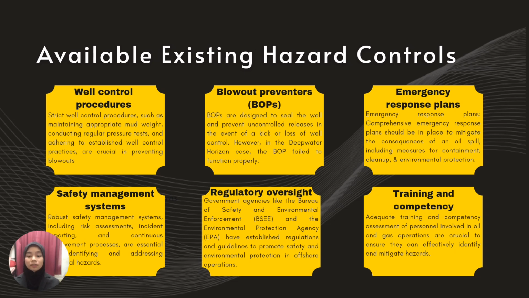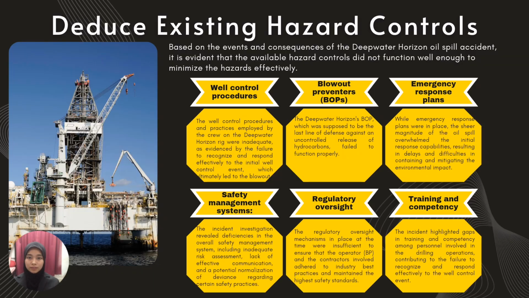Last but not least, training and competency. Adequate training and competency assessment of personnel involved in oil and gas operations are crucial to ensure they can effectively identify and mitigate hazards. Deduce existing hazard controls. Based on the event and consequences of the Deepwater Horizon oil spill accident, it is evident that the available hazard controls did not function well enough to minimize the hazard effectively.